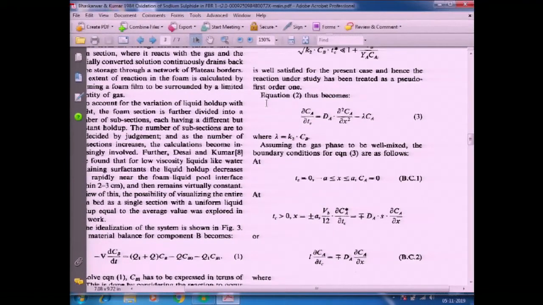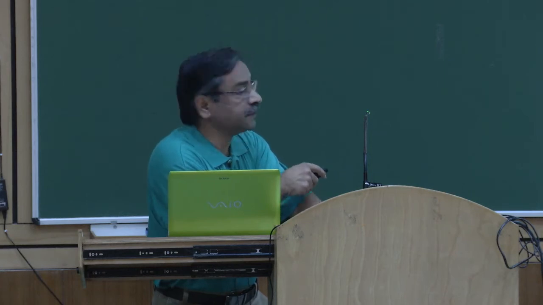Then I had asked you that you could attempt to solve this problem, this partial differential equation, subject to this initial condition and this boundary condition.